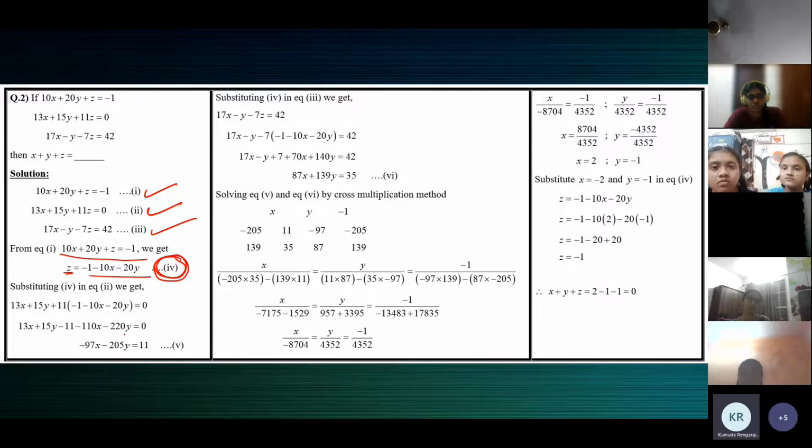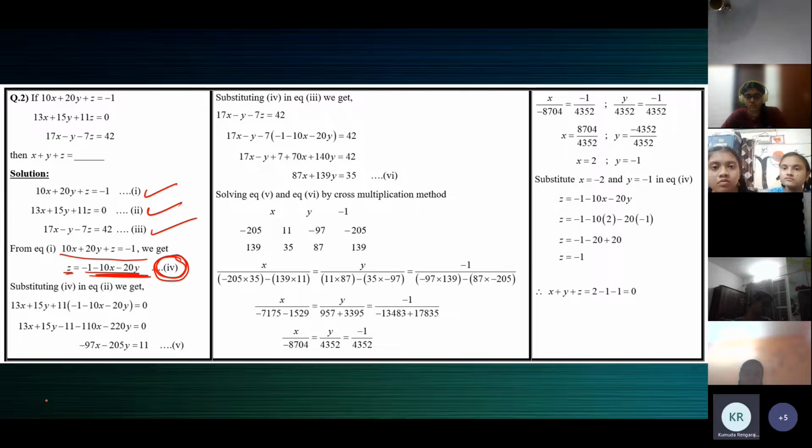Why do we do that? Because if you use 4 in 2 and 3, in place of z you will be using this expression. So in the second and third equation the variable z will vanish and you will have only x and y. That means you will be constructing 2 new equations in x and y. Now you can solve those 2 new equations and find the values of x and y.